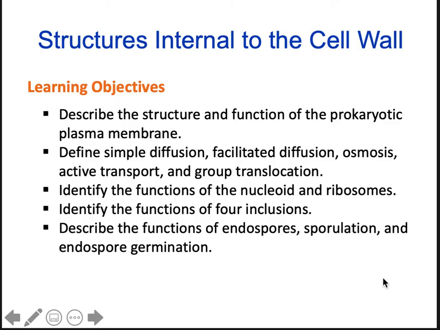So now we're going to talk about structures internal to the cell wall, still talking about prokaryotes.